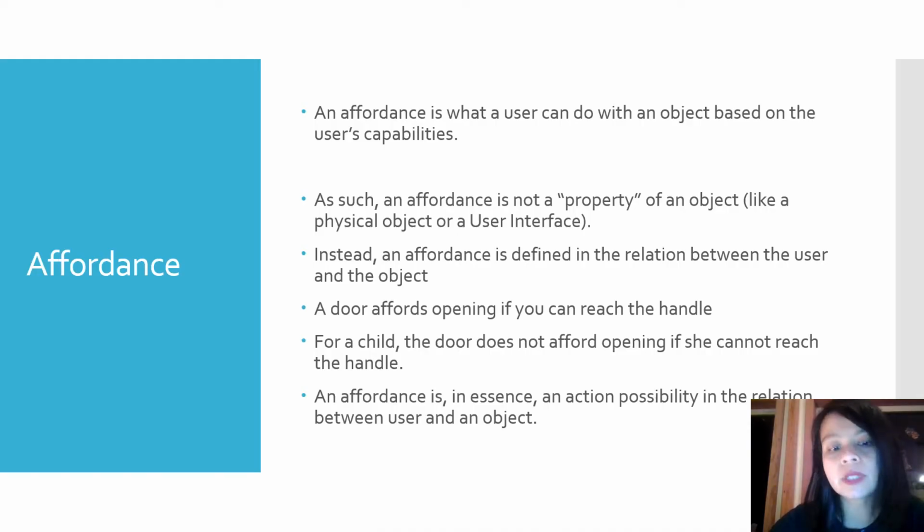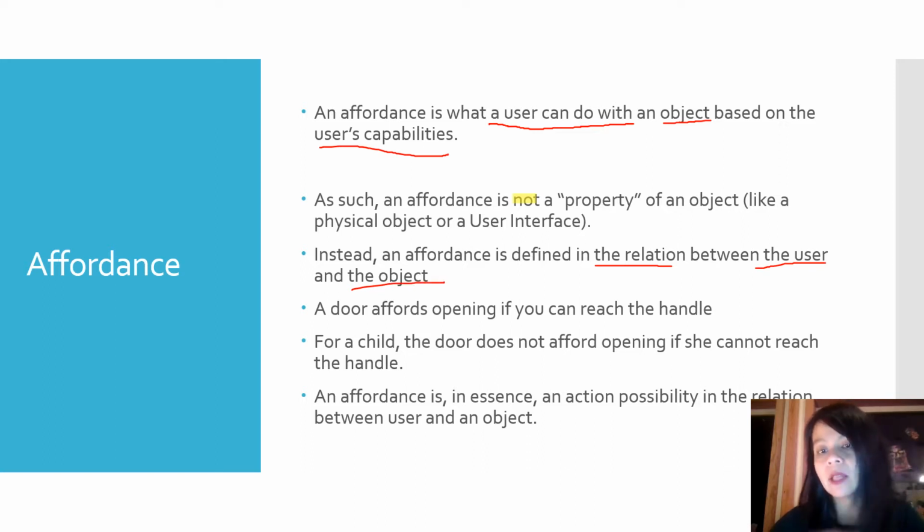Affordance is what a user can do with an object based on the user's capabilities. So there's a few key things you need to look at here. It's what a user can do with the object based on the user's capabilities. This means that affordance is not a property of an object. It's not like a physical object or a user interface. An affordance is actually defined in the relation between the user and the object. So it's not something physical, but rather the relationship between the user and the object.